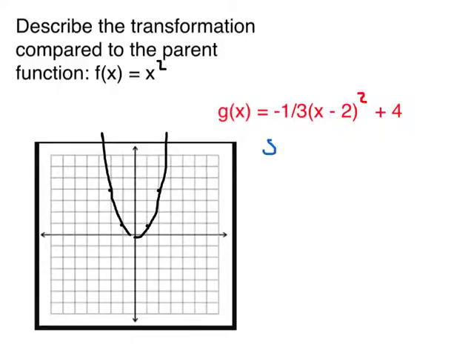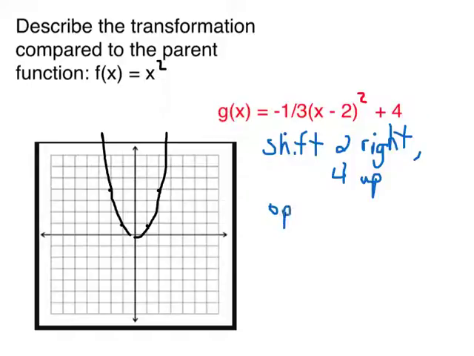So we know we would shift 2 units to the right because it's a -2. Remember how it's backwards? And we would also shift 4. +4 means up. And we know the parabola opens down because of that -1/3. And 1/3 is a number between 0 and 1. So this graph widens. So let's graph it.